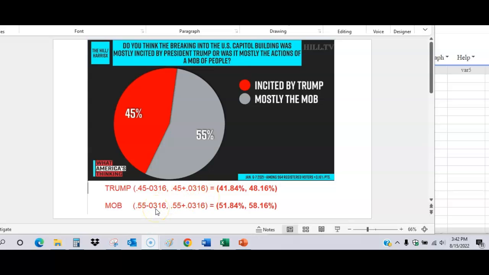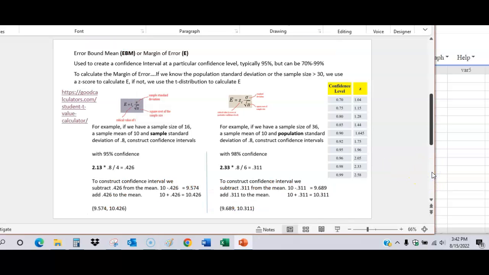Likewise, we take that 3.16 points, convert it as a decimal, subtract it from the 0.55 for the mob, add it to the 0.55 for the mob, and I can say that with 95% confidence that the population percent of people that felt that this breaking in was mostly the mob is somewhere between 51.84% and 58.16%. So that is how we use this margin of error that is seen right here. So I'm going to walk through doing this manually, and then we'll go and we'll do it using StatCrunch.